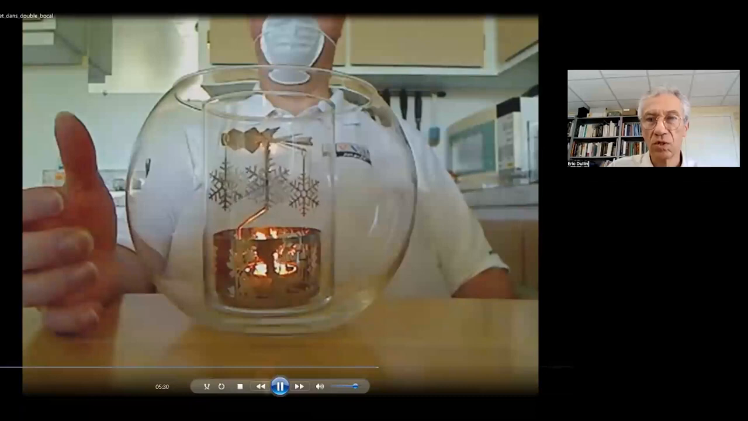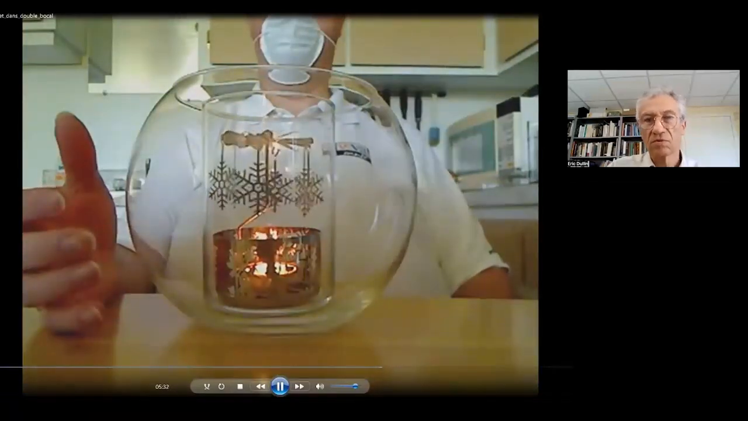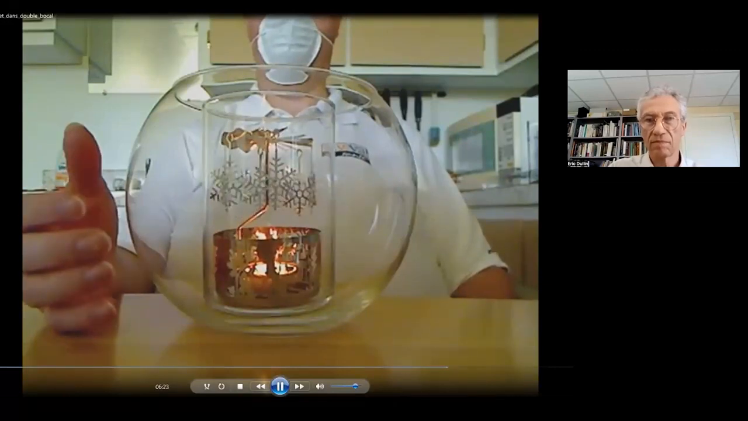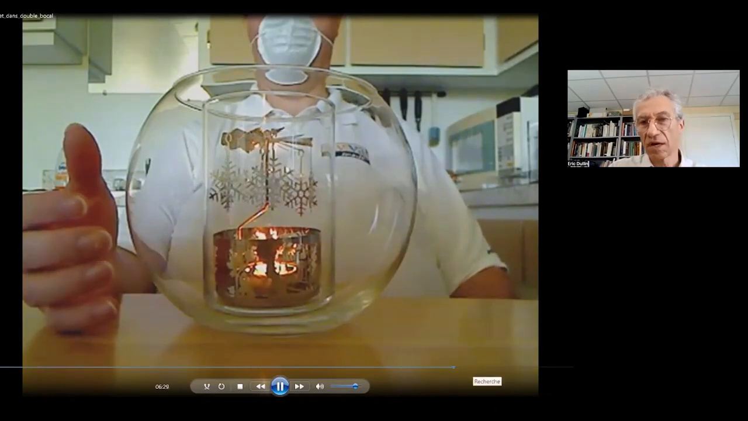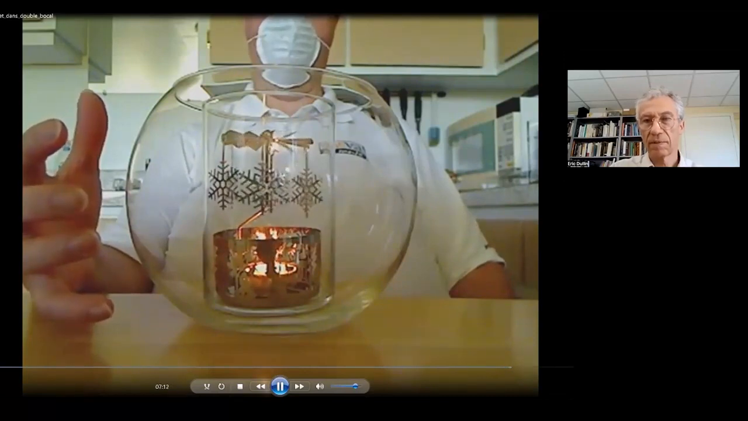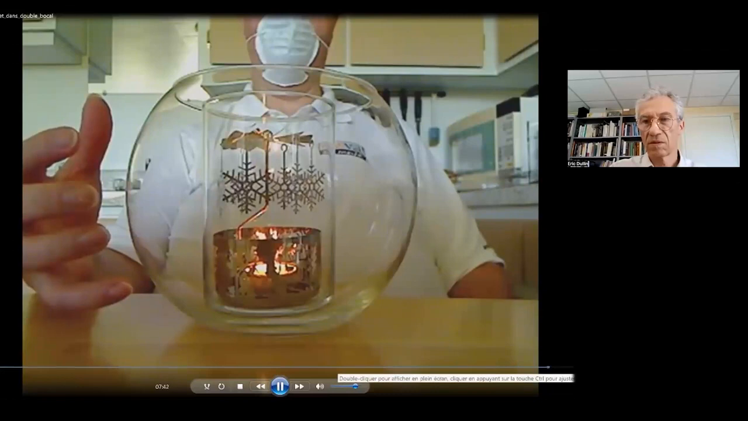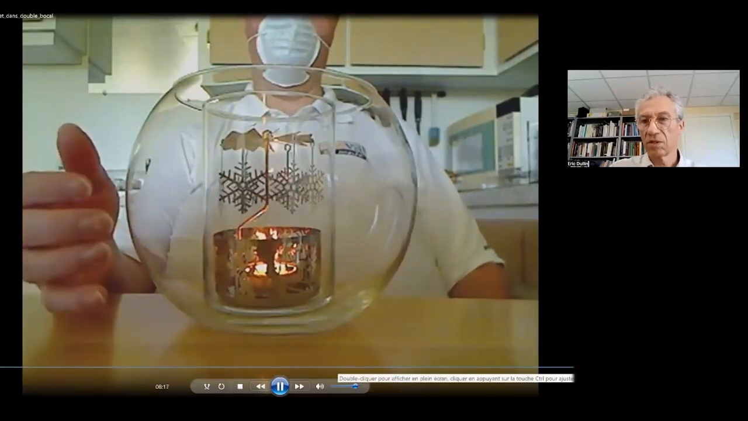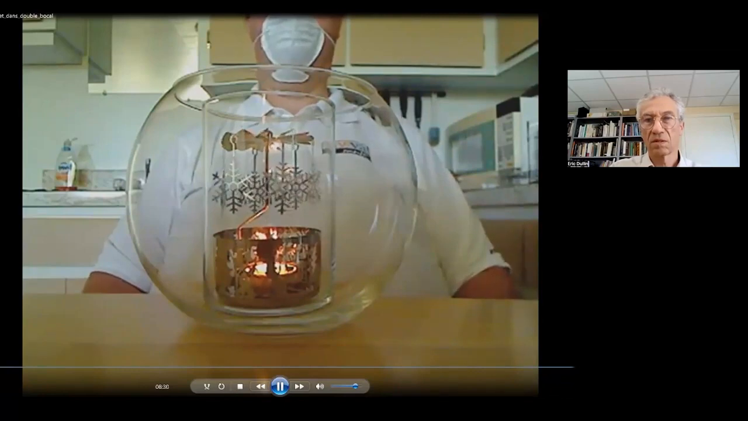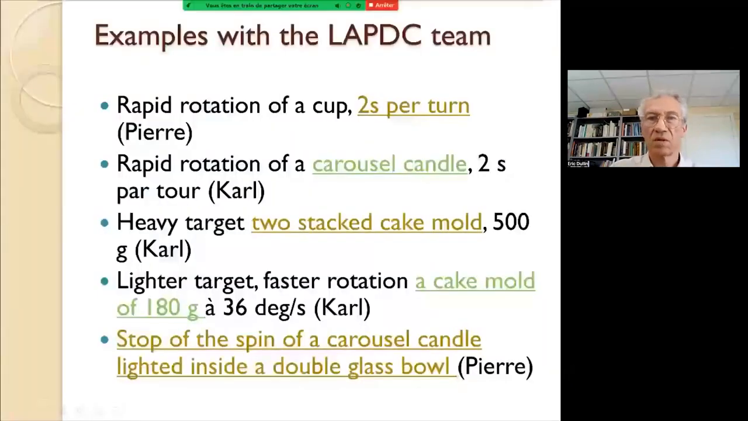So there are two glass containers. And so the target stayed still for several tenths of a second. You can see here. And when he stops doing it, the target comes back. So these are three examples.